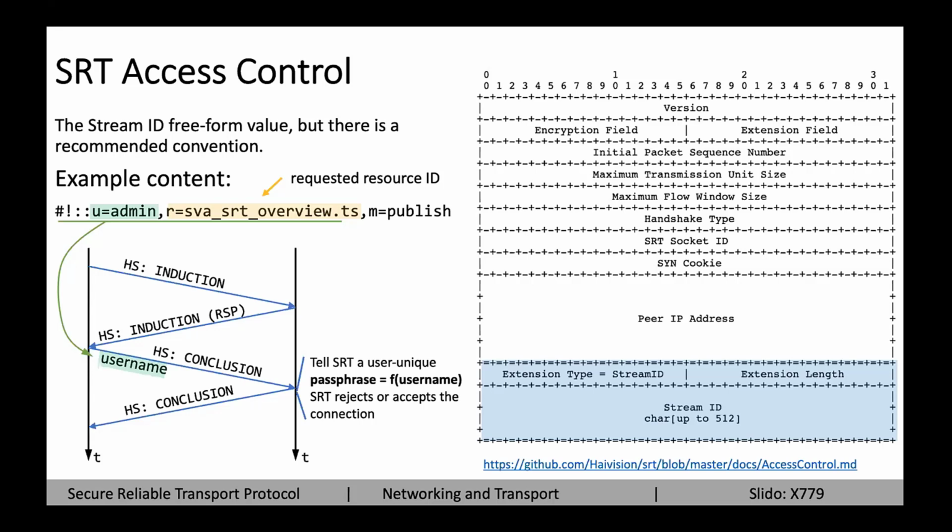In this example on the slide, the client provides its username, tells that it wants to publish SRT SVA overview.ts, and by default it means live streaming. So the live stream will be published under this name. And of course it tries to connect with a unique passphrase.